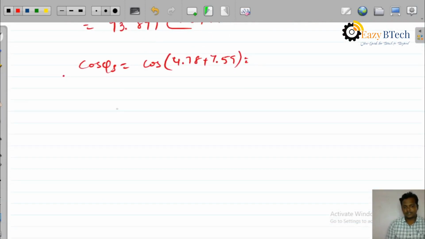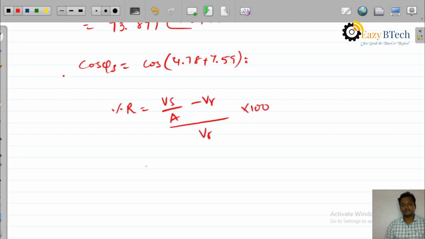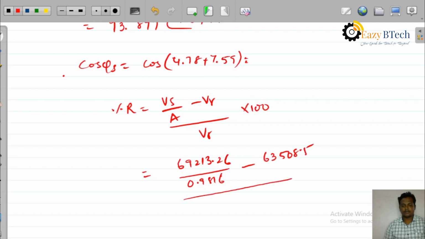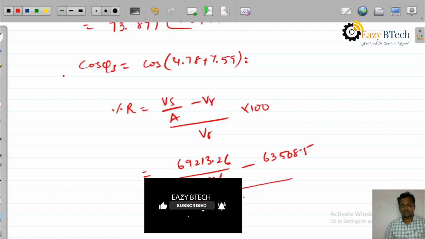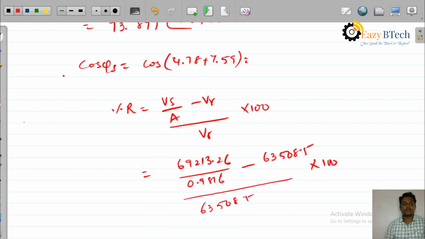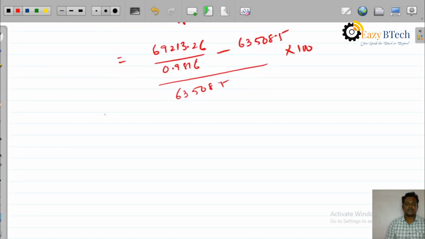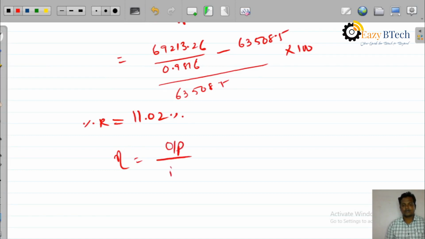Now first we have to calculate regulation. The regulation equals Vs by A minus Vr, divided by Vr, into 100. The Vs value is 69213.26 divided by magnitude of A, 0.9816, minus 63508.5, divided by 63508.5, into 100. Get the percentage regulation. The percentage regulation equals 11.02%.